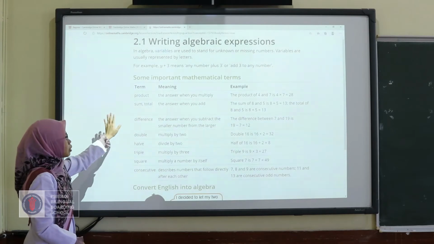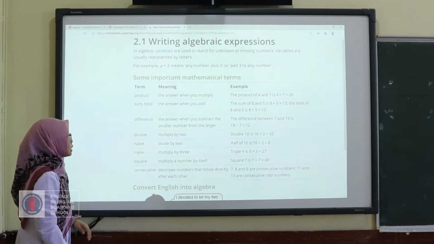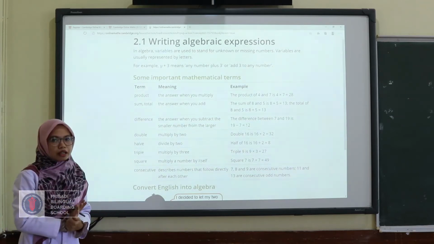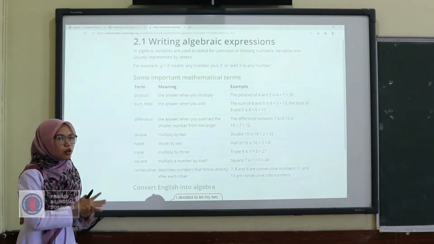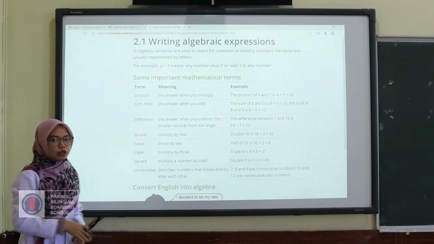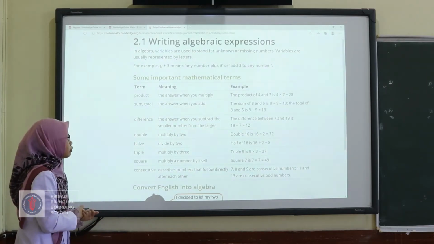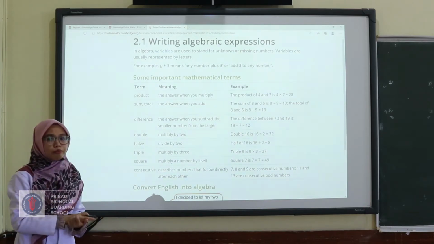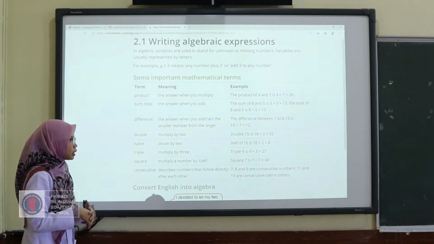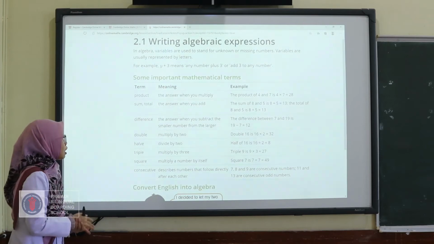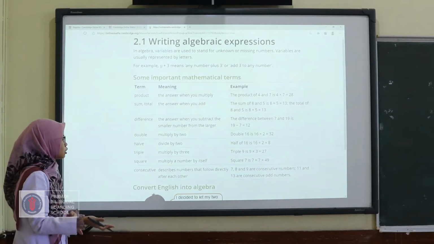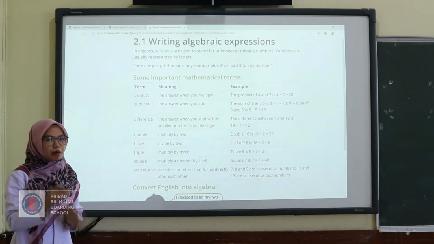Next, there are some important mathematical terms you have to know about algebra. The first term is product. Product is the answer when you multiply. So, if you want to find the product, you have to multiply. And then sum or total. The sum is the answer when you add. The difference is the answer when you subtract the smaller number from the bigger number, so bigger minus smaller. Double means it is multiplied by 2. Half means it's divided by 2. And triple, multiply by 3. Square means multiply the number by itself.